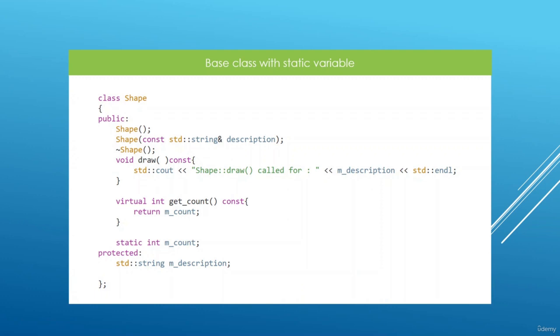So we're going to set up our base class as shape, as we said. And we're going to have one member variable, which is going to be our description here. We're going to have a constructor and a destructor. And we're going to have a default constructor, which is really not important here. But notice that we have a static member, which is called mCount.